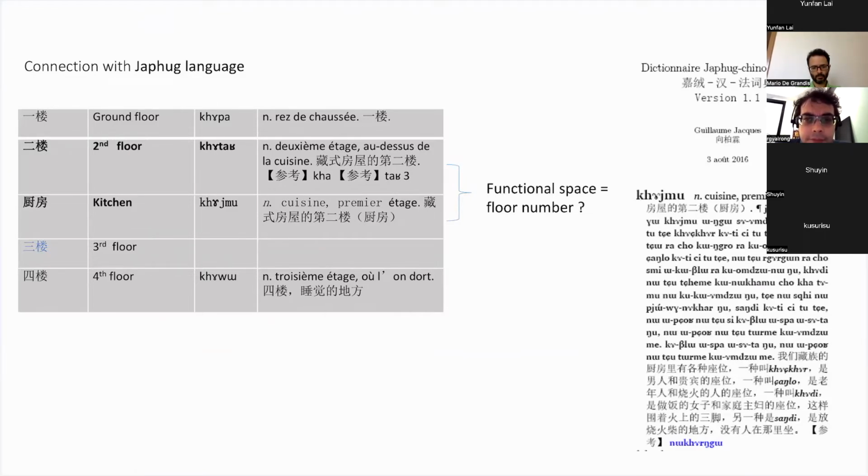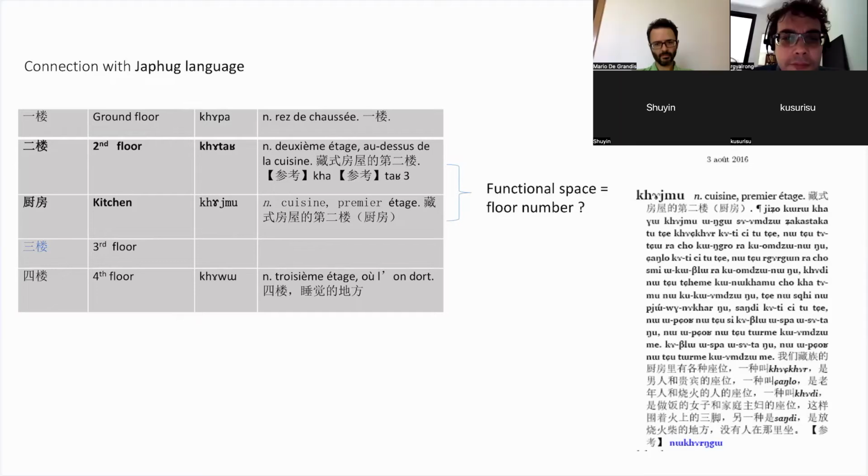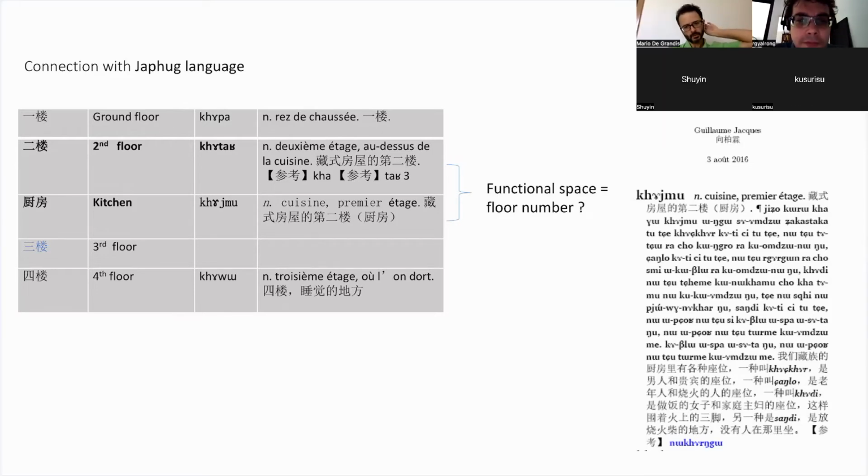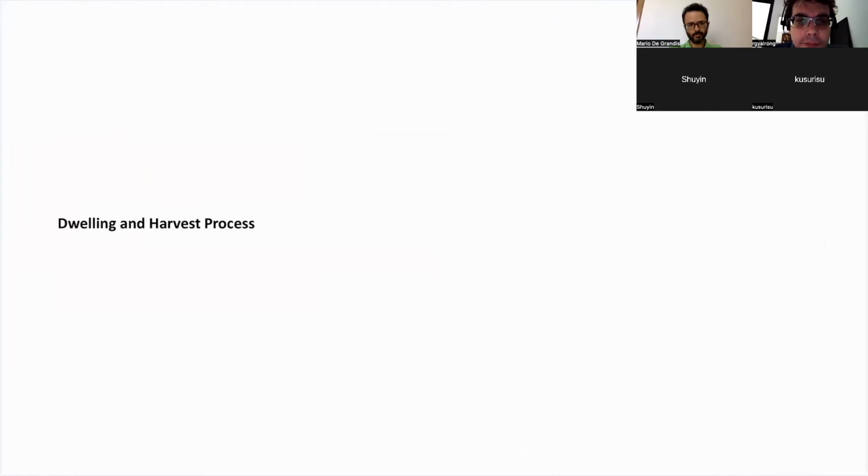So for me, the term for the second floor is always connected to the kitchen, and the term for the fourth floor is fixed to the bedroom. So we can find that there is a kind of regulation of organization in their minds about their house, how it should be. And then we will say more about the harvest.